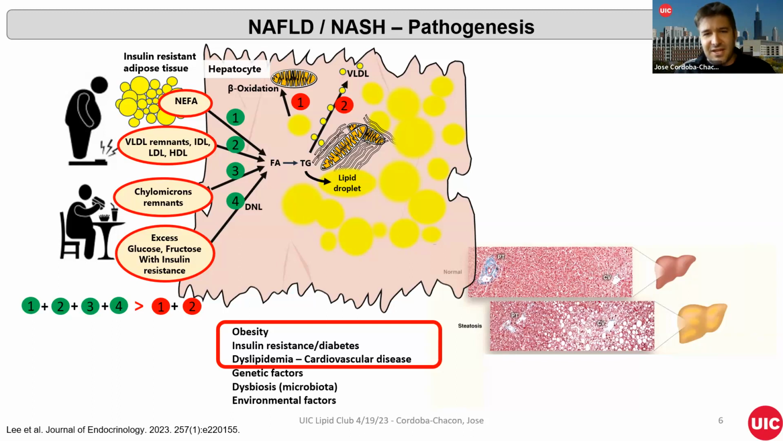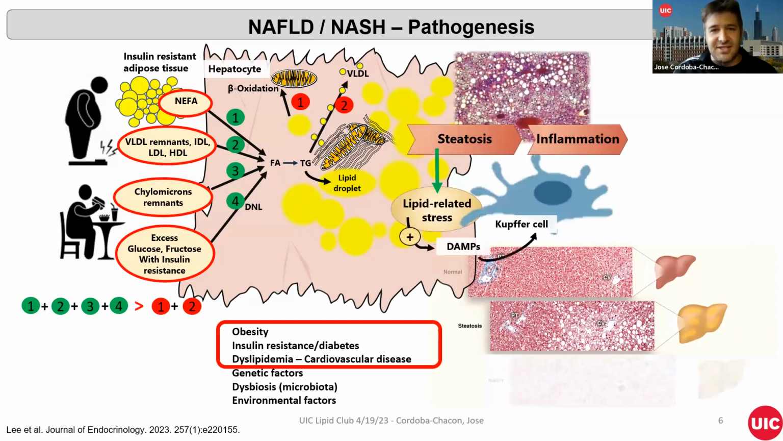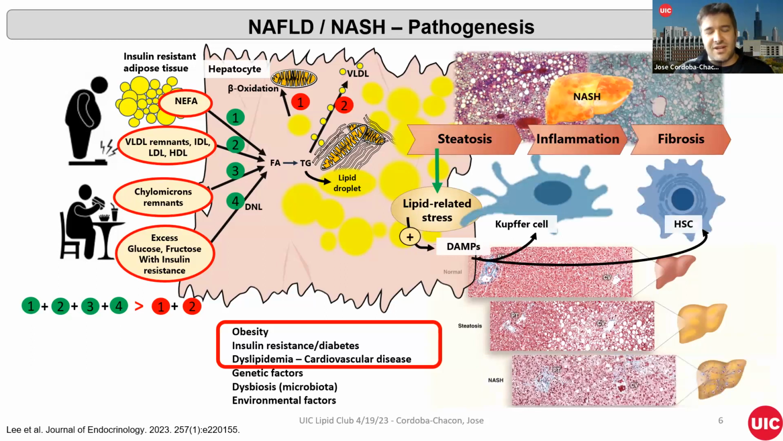And therefore, the lipids are going to end up stored within the hepatocytes, promoting steatosis and disrupting mitochondria and ER function. That will eventually drive lipid stress events that promote the secretion of damage-associated molecular patterns, or DAMPs. Those are known to be good activators of the non-parenchymal cells in the liver, which are immune cells, mostly the Kupffer cells. They will also activate the hepatic stellate cells, which are going to drive fibrosis.